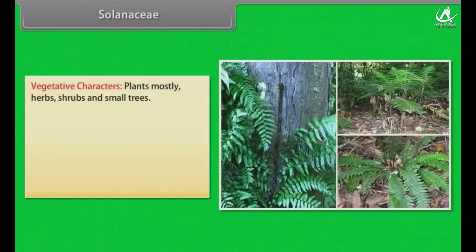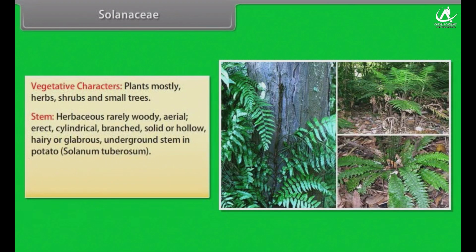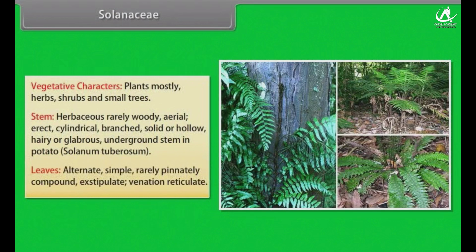Vegetative characters. Plants mostly herbs, shrubs, and small trees. Stem herbaceous, rarely woody, aerial, erect, cylindrical, branched, solid or hollow, hairy or glabrous, underground stem in potato, Solanum tuberosum. Leaves alternate, simple, rarely pinnately compound, exstipulate, venation reticulate.